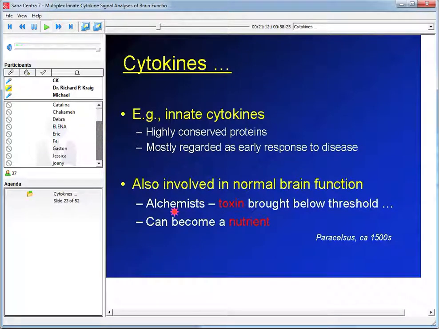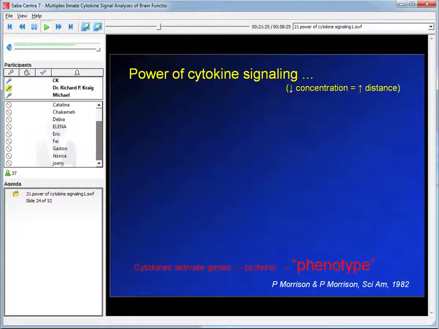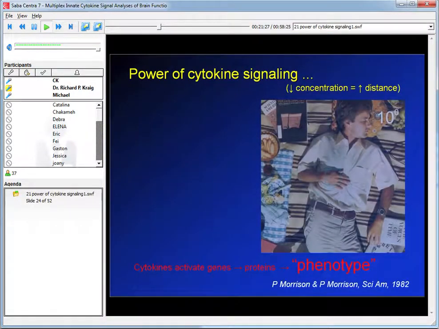a nutrient. And if you will, that's the second theme that I think is important, that acute high exposure to cytokines is going to be associated with disease, but low brain-dependent activation of cytokines looks to be associated with protection. So these are a series of pictures.